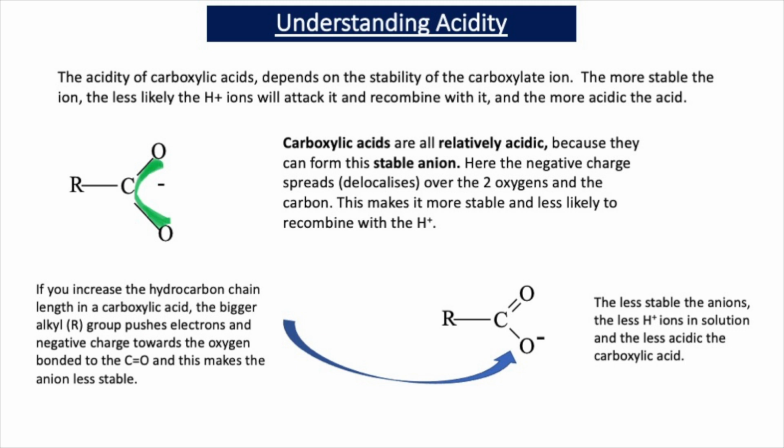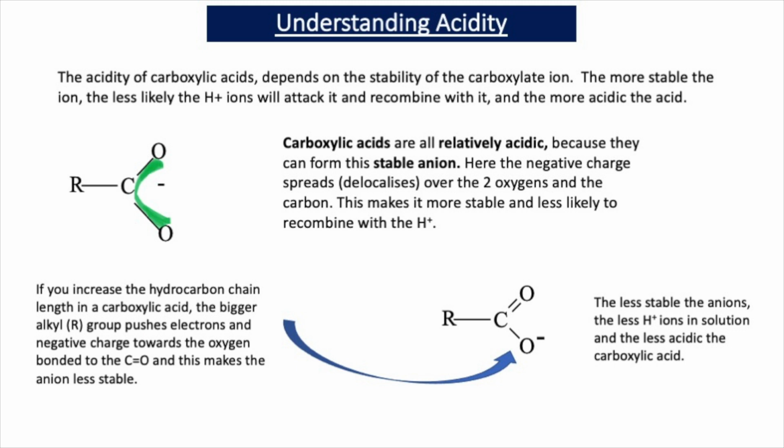Now, if you increase the hydrocarbon chain in a carboxylic acid, you are increasing the size of the alkyl group. Alkyl groups push electrons and negative charge towards things, so they counteract this ability to stabilize the anion because they push negative charge towards this oxygen, which I've highlighted here. This makes the anion less stable. And the less stable the anion, the less H+ in solution, and the less acidic the carboxylic acid.